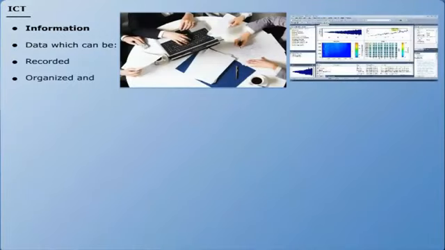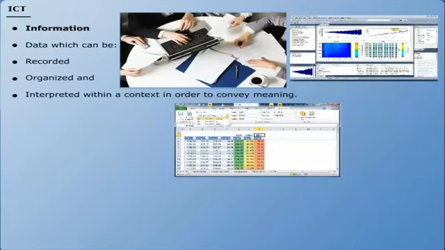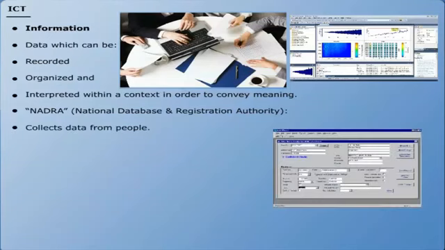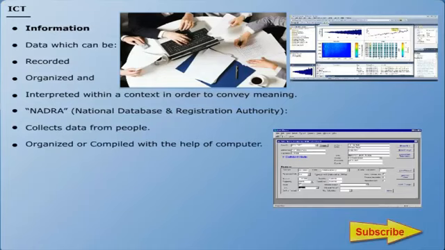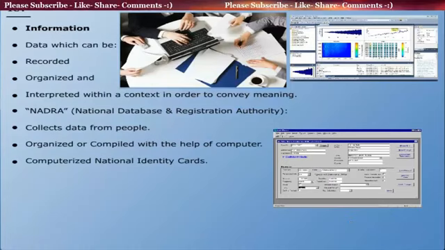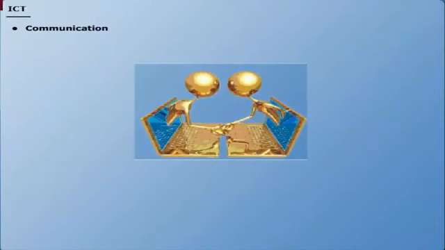Information. Information is generally referred to data which can be recorded, organized, and interpreted within a context in order to convey meaning. For example, NADRA, National Database and Registration Authority, is an organization which collects data from people. This data is basically organized or compiled with the help of computer to produce the computerized national identity cards, which hold the complete information of everyone.